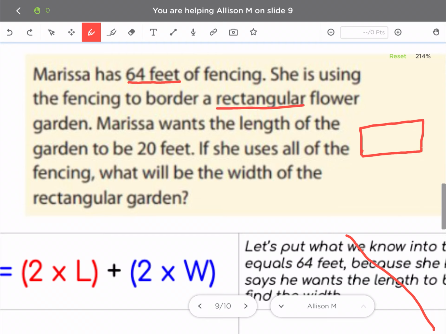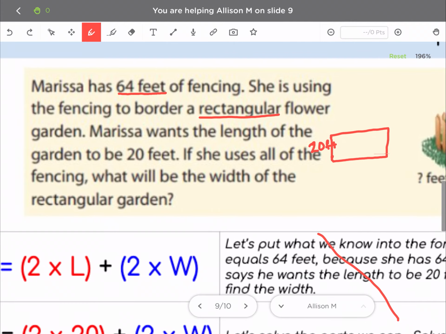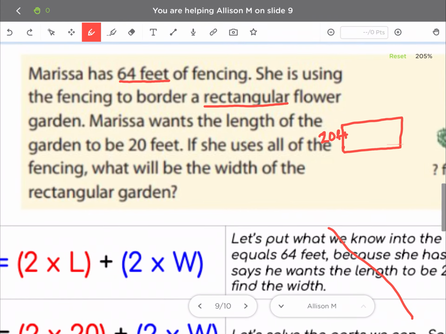Marissa wants the length of the garden to be 20 feet. So 20 feet. If she uses all the fencing, what will be the width of the rectangular garden?